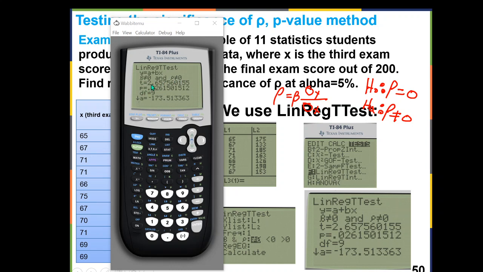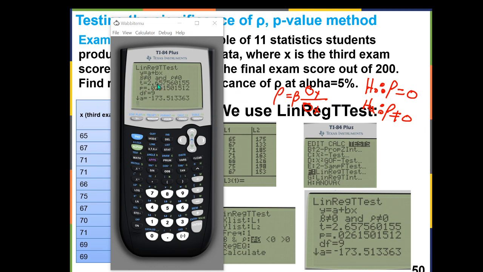Now what is that number? That's the t. Remember, the r here was like 0.666. If you standardize it and find your t, that t is actually that number. And I'm going to show you in the next slide.